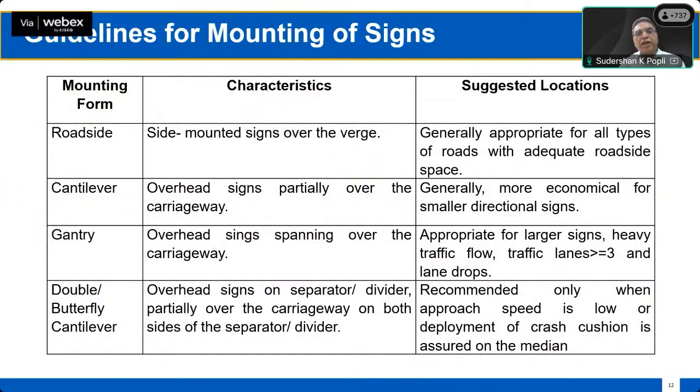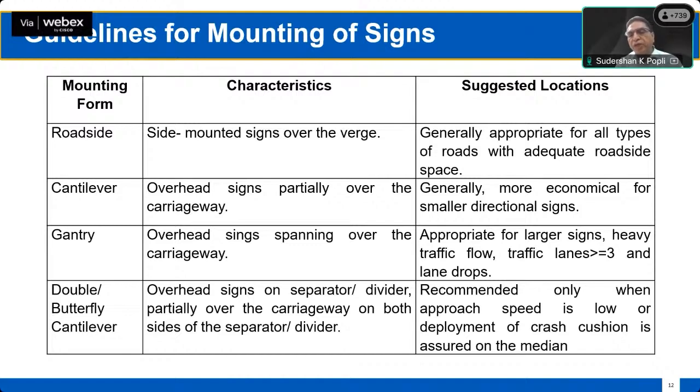Then what are the guidelines for mounting signs? Everything is from IRC 67 in this case. Side mounted road signs are generally appropriate for all types of roads where adequate roadside space is available. Cantilevers are more economical, where small directions such as go left or right are to be given. And gantry signs means half gantry or full gantry.